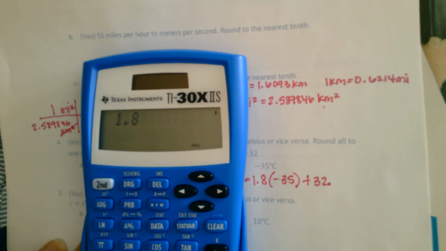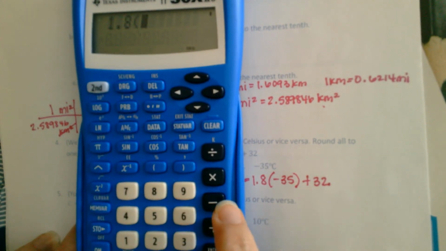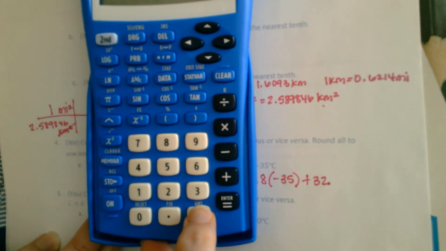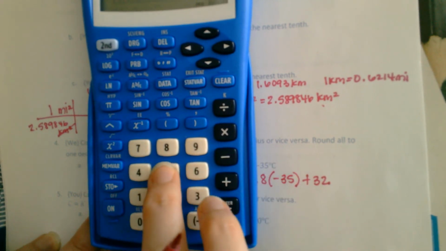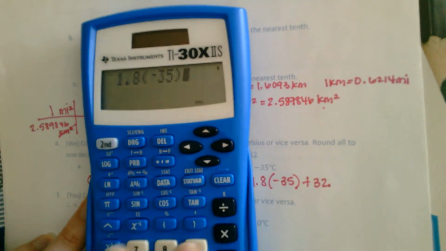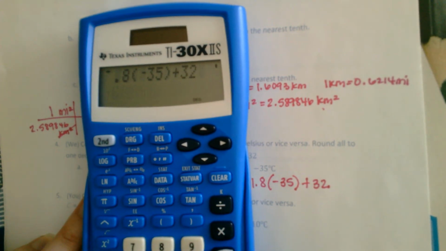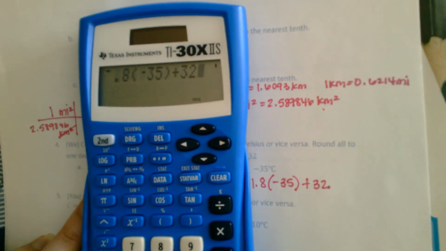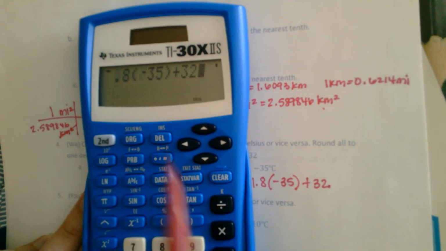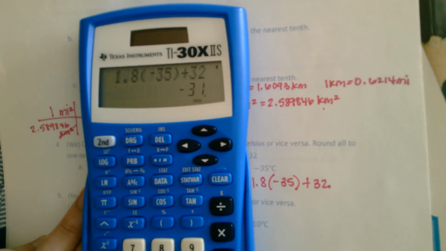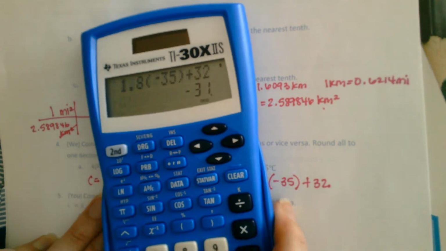Notice though that for the negative 35, I am not going to use the minus button. I'm going to use this negative button. So we have a negative 35 plus 32. Now if you did use the minus sign, you'd end up getting a syntax error. It would say syntax here. And we get a negative 31.